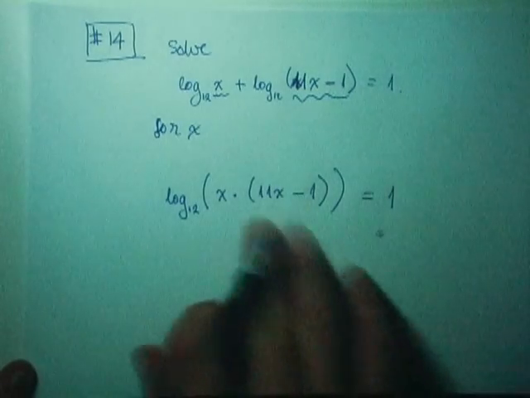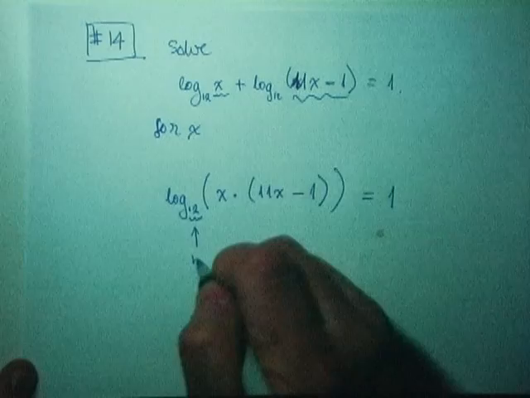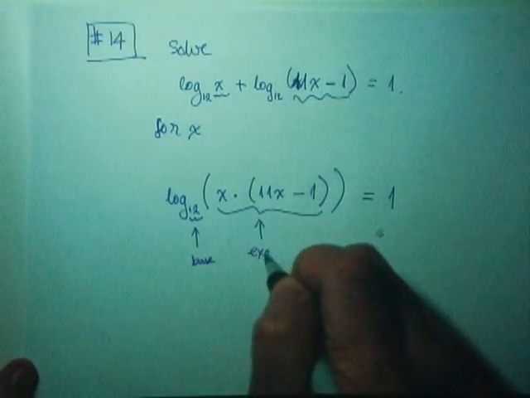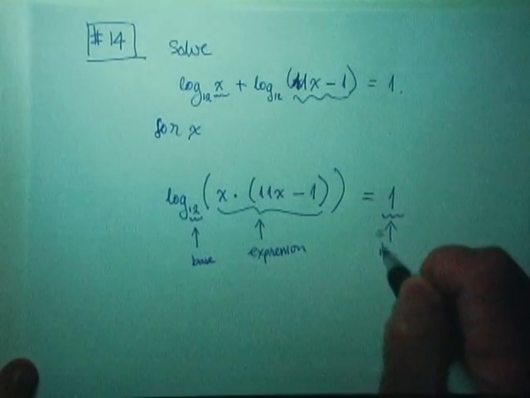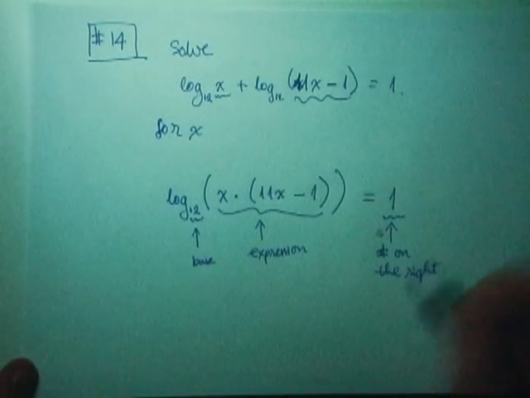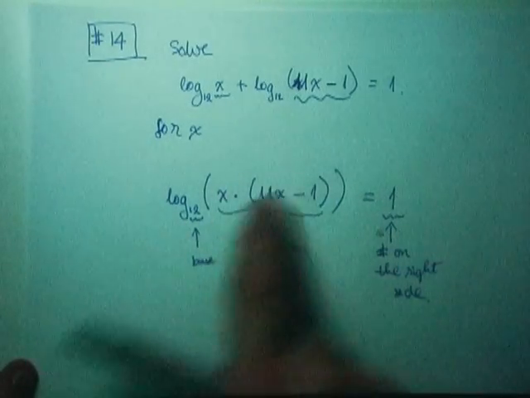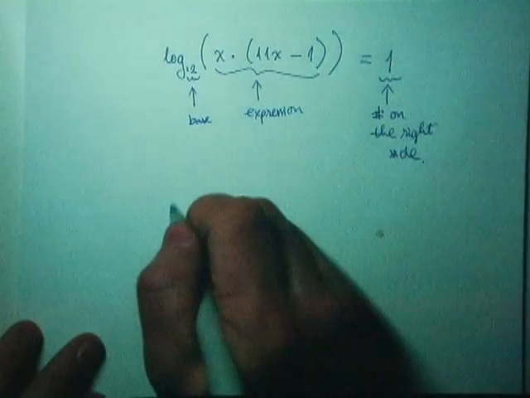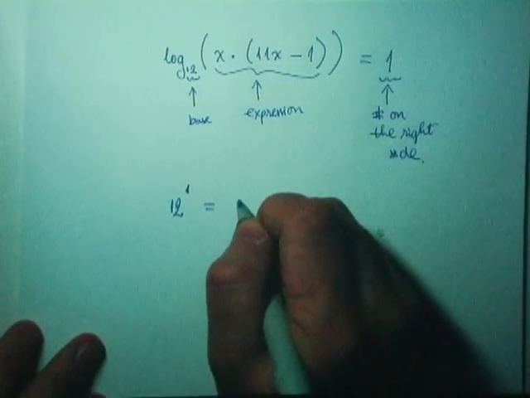So here I am at my ordinary step. I have the base, the expression, and the number on the right-hand side. Now it's just a matter of rearranging these 3 quantities. So I can do base 12 raised to the power 1 equals x times 11x minus 1.